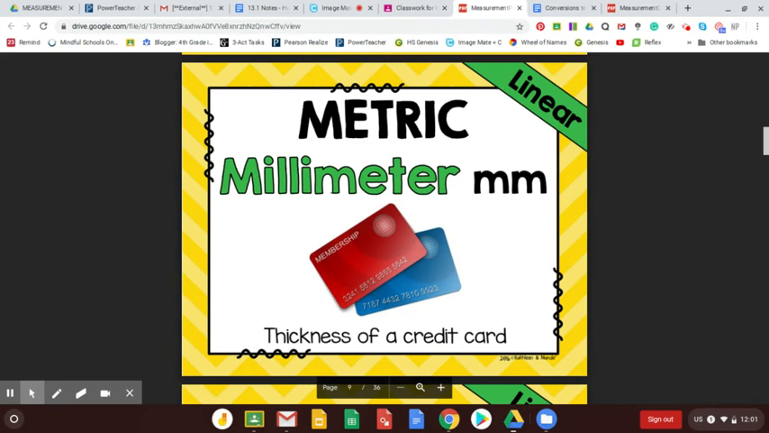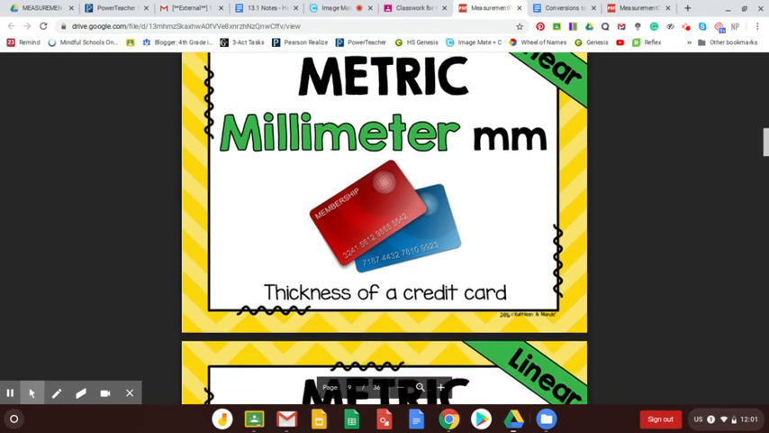All right. Then we have the metric system, and this is what they use in most other places in the world. A millimeter is about the thickness of a credit card, or a gift card if you have something like that. It's really, really thin. If you hold a credit card, it's like you're holding a piece of paper almost. That is 1 millimeter. So a millimeter is really, really tiny.